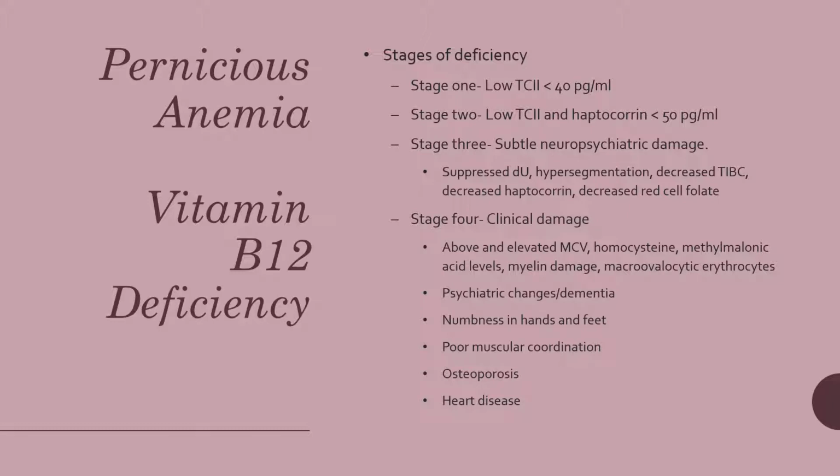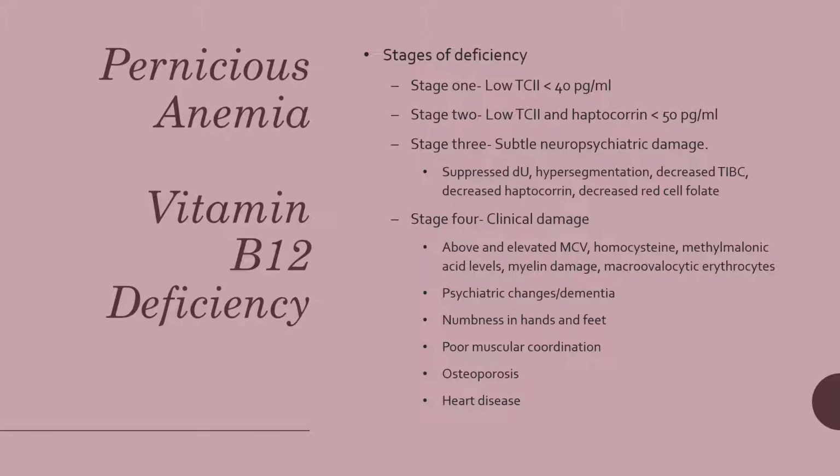In stage 2, there will be a second biomarker that will show up. So I would still, if I were to test, I would see low TC2, but I would also see another protein carrier that would be low, and that is a protein carrier called haptocorrin, and I would find less than 50 picograms of that in a milliliter of blood. Now, I'm not quite sure why there isn't a third biomarker that comes in stage 2, but probably in practice, and what I've certainly seen a great deal at Frater, is the order of a lab test called MMA, or the level of methylmalonic acid.